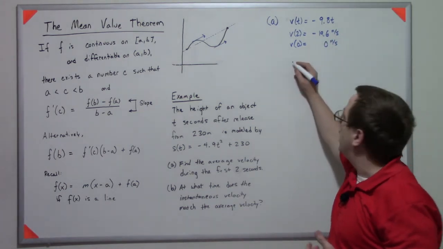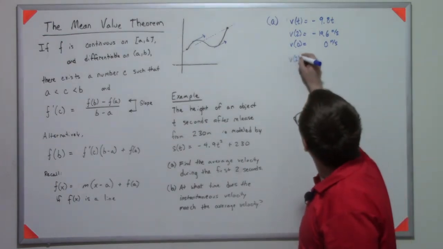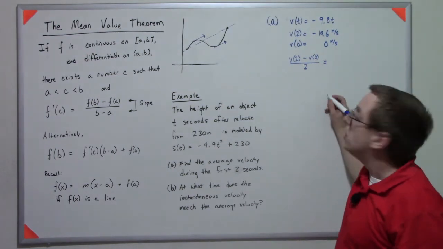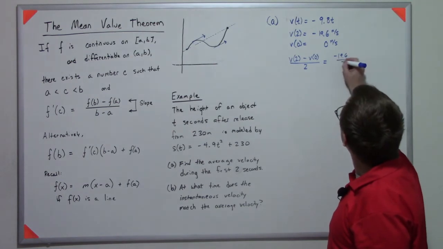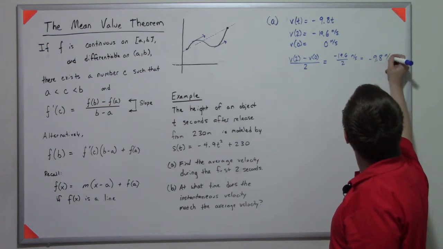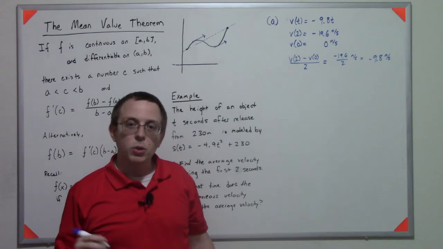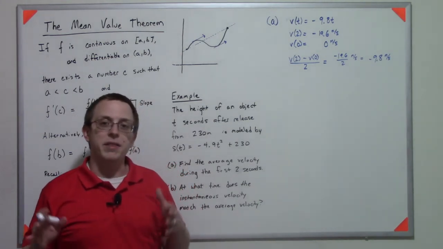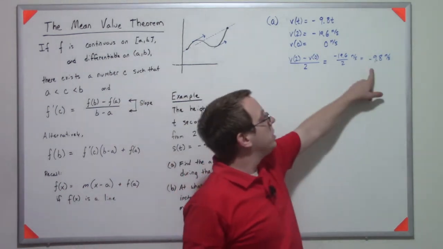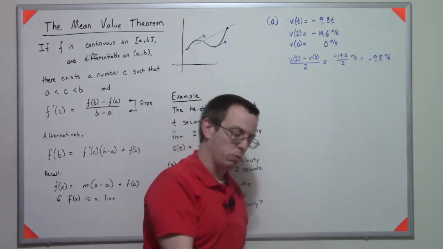And then to get the average, I take the differences in the velocities and divide by 2. So I get negative 19.6 over 2 meters per second, or negative 9.8 meters per second. So that's going to at least give me an idea of the average velocity over this time period. Now notice that this is negative 9.8 because we are going down. We are falling, so going down.